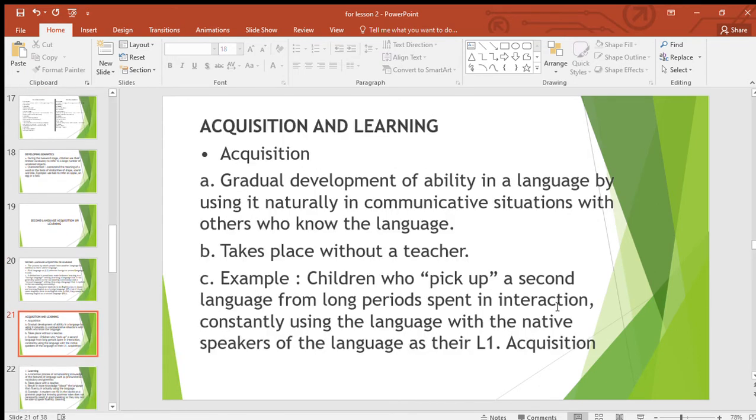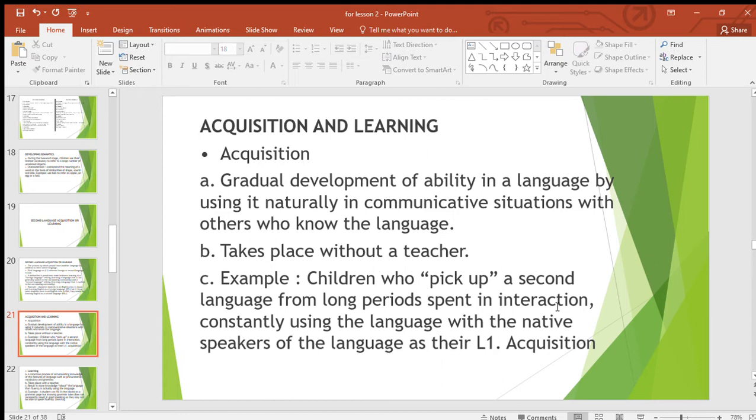So this is what I was talking about earlier. Acquisition and learning can be used interchangeably, but there is still a difference between the two. When we say acquisition, it is the gradual development of ability in a language by using it naturally in communicative situations with others who know the language. The important part is it takes place without a teacher.